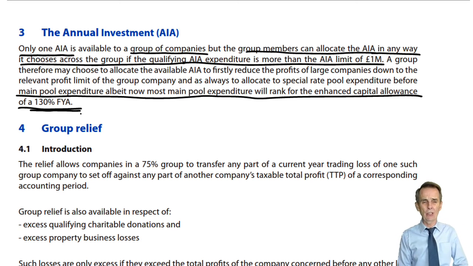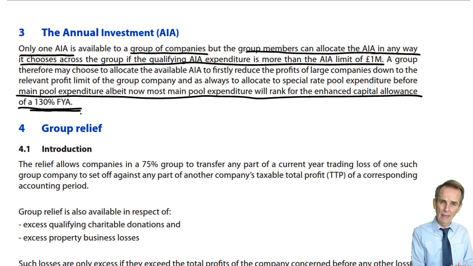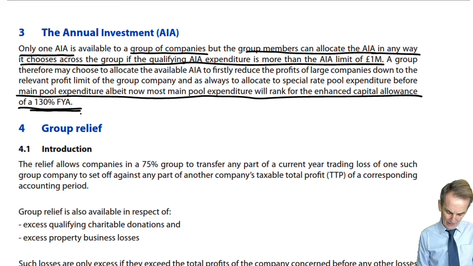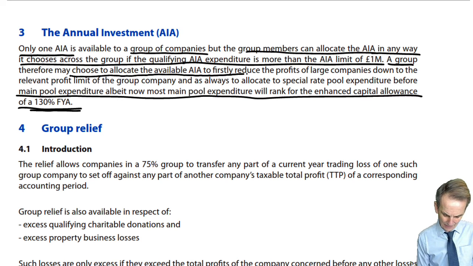But if the total expenditure is 1.4 million and we've only got 1 million AIA, then although, yes, we've got at least after 1 million a 50% FYA to claim that wasn't previously available, we do have the issue about where are we going to allocate that AIA to? Which companies, on what expenditure, are we going to allocate the AIA to? And that's the point now made here. A group, therefore, as we've said, may choose to allocate the available AIA to firstly reduce the profits of large companies down to the relevant profit limit of the group company.